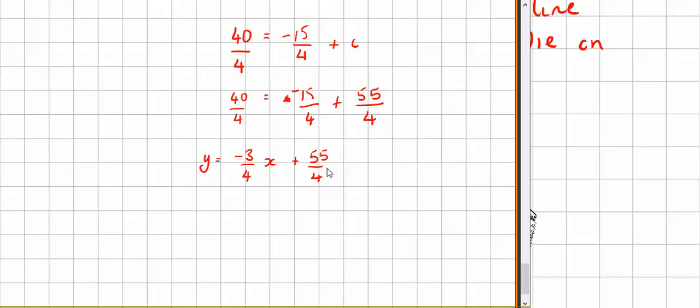I do not understand. Where do you get 55 over 4? If I'm at minus 15 over 4, what do I add to it to get to 40 over 4? Well, it's going to be something over 4. So, minus 15, how do I get to 40? Add 55. Minus 15, add 55 makes 40.